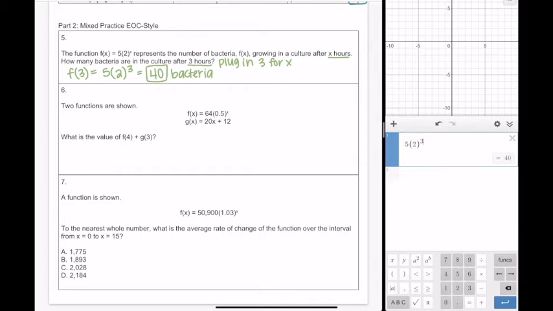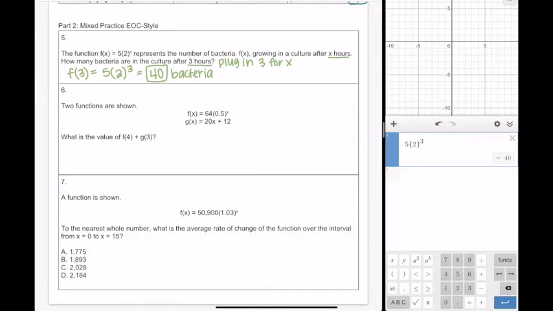In number 6, we have 2 different functions. One of them is exponential. So the one that's exponential will be the one that has the x in the exponent spot. And then the other one looks a lot like y equals mx plus b. So that one's actually linear.